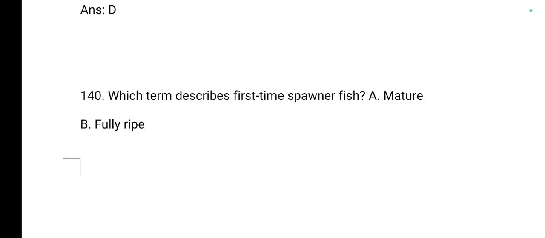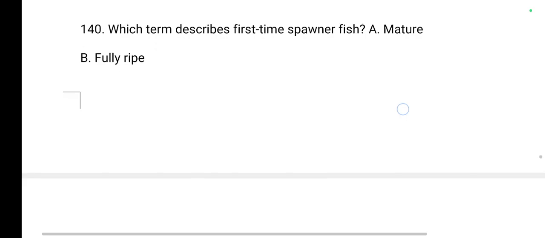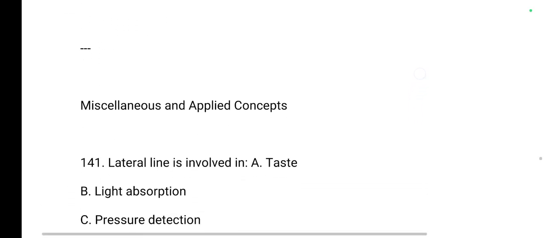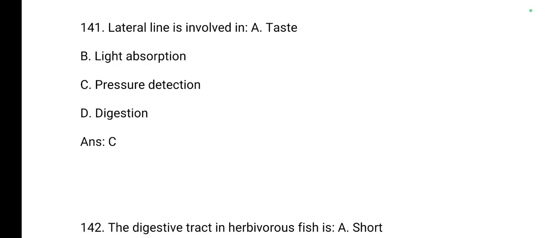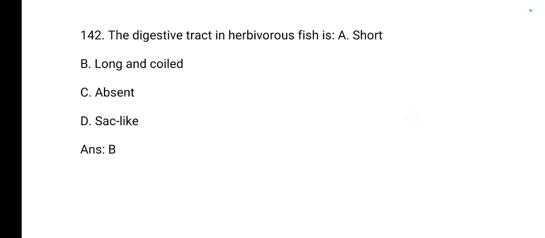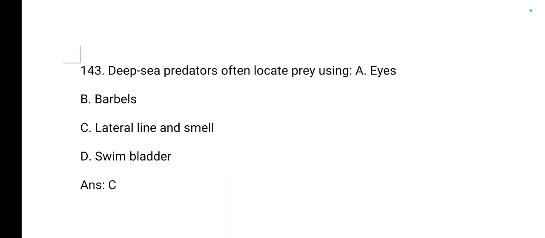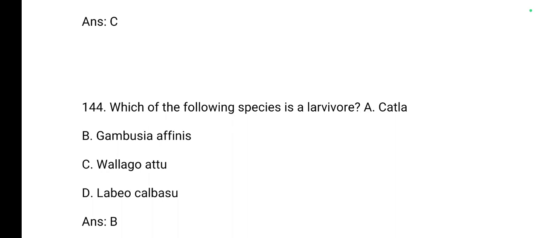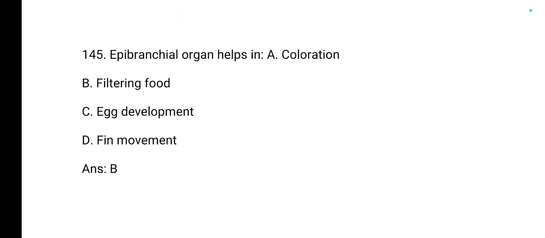Which term describes first time spawner fish? So the answer will be first maturity. Lateral line is involved in, so it is involved in pressure detection. The digestive tract in herbivorous fishes, so it is long and coiled. Deep sea predators often locate prey using, so they locate prey using lateral line and smell. Which of the following species is larvivore? So it is Gambusia affinis. Epibranchial organ helps in, so it helps in filtering food.